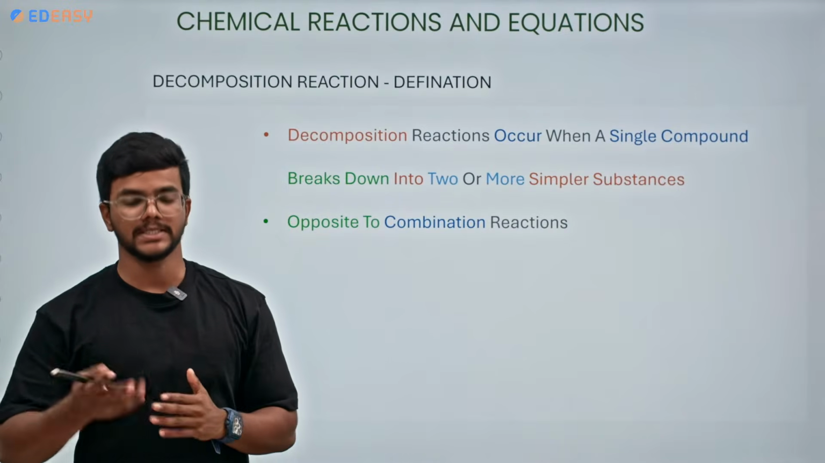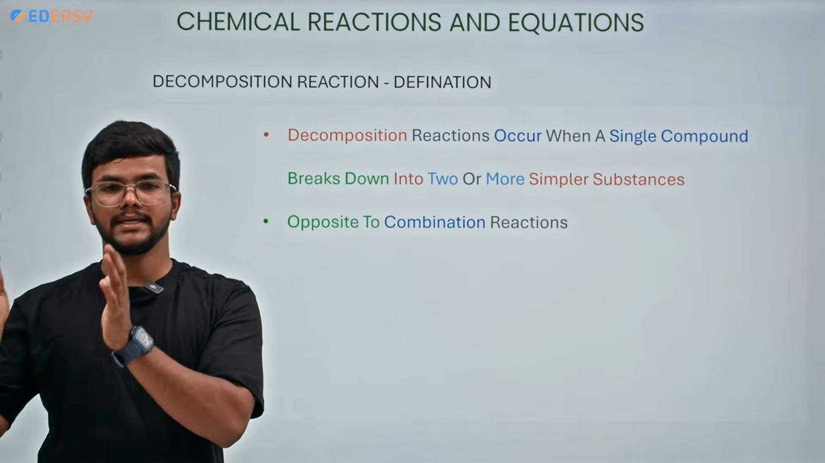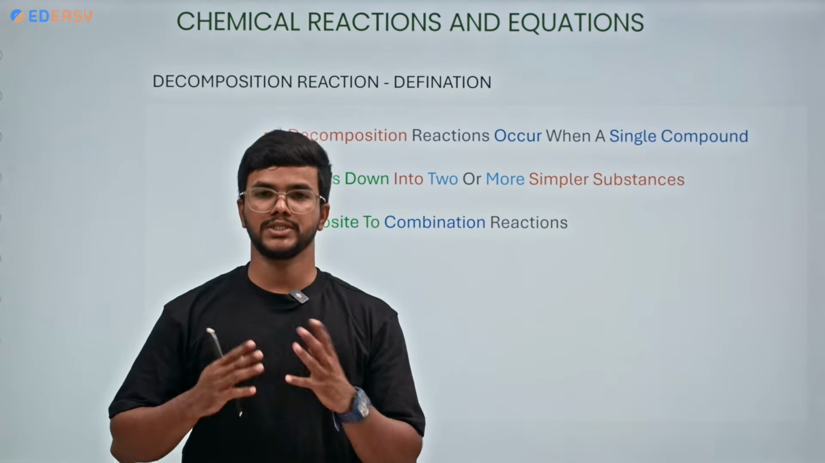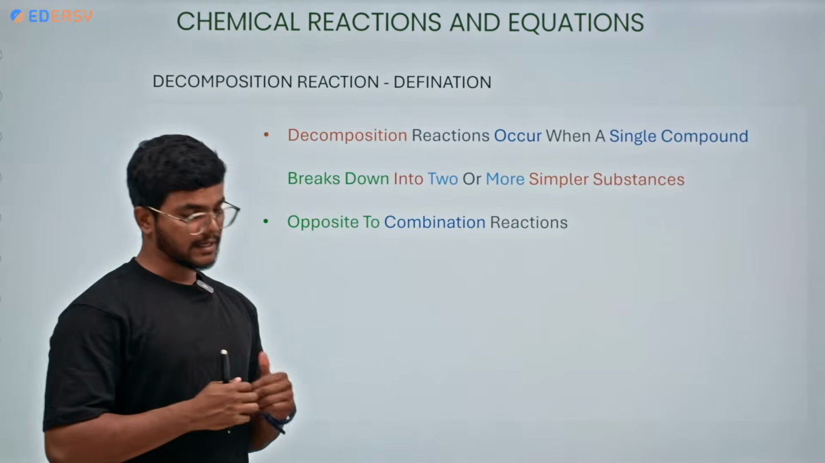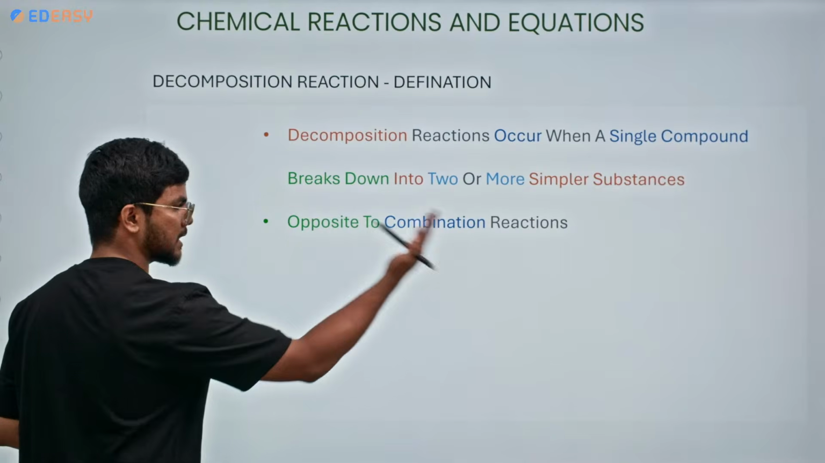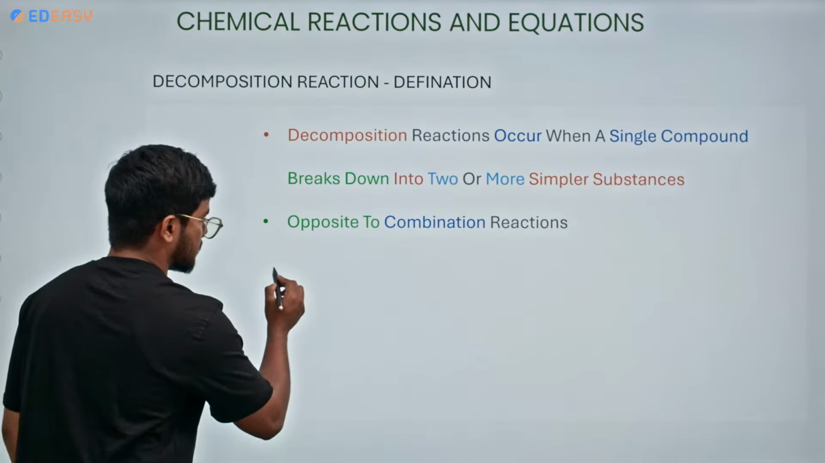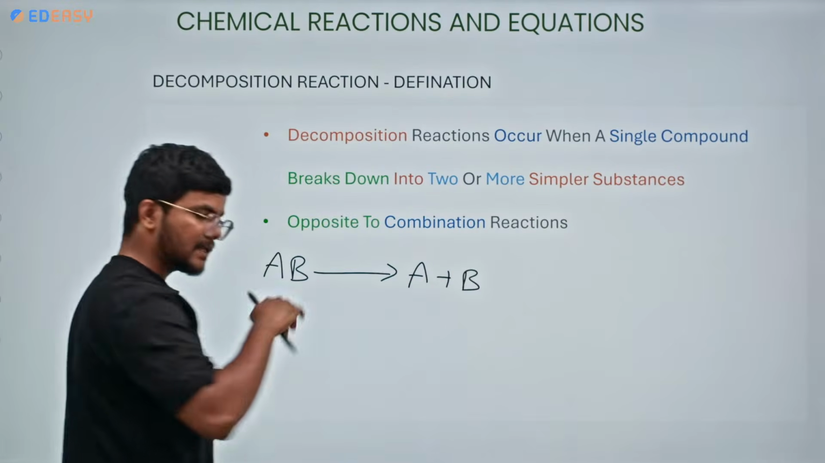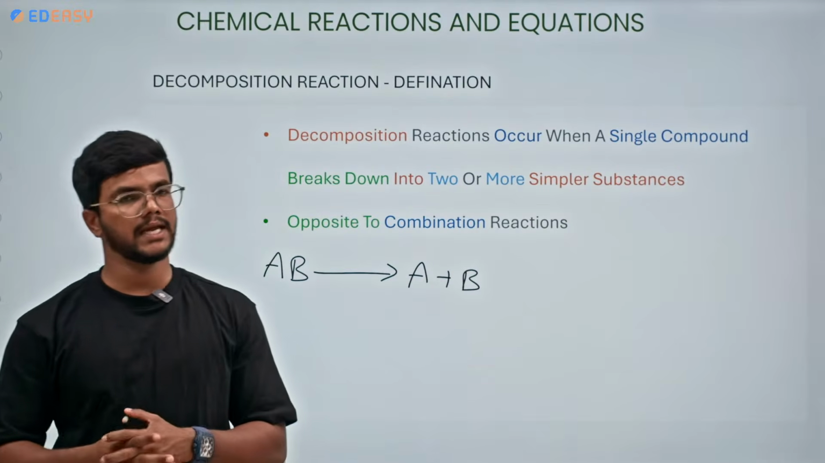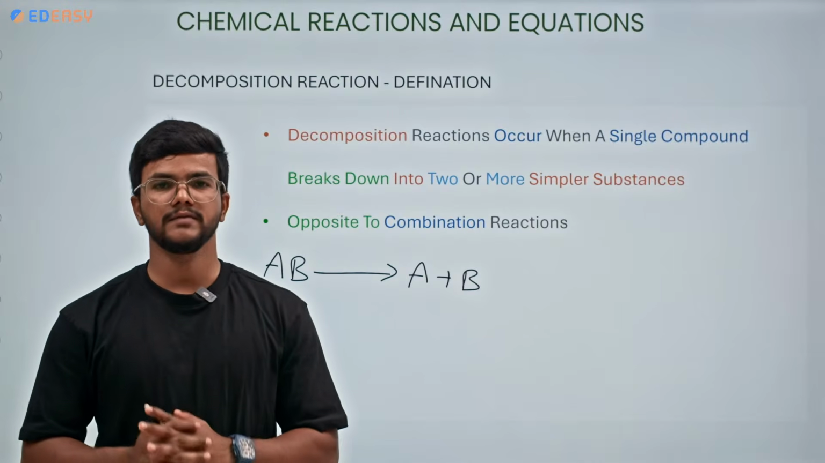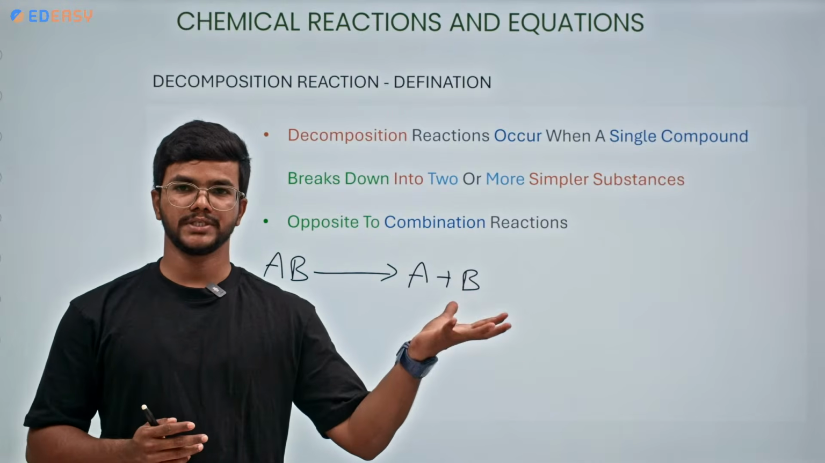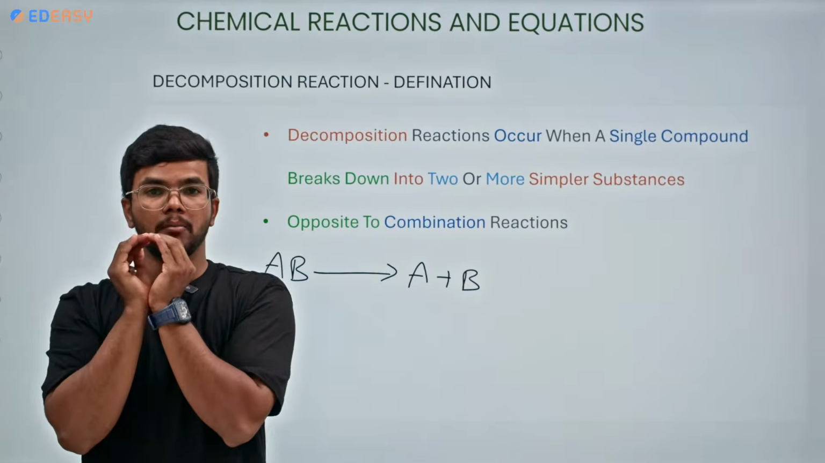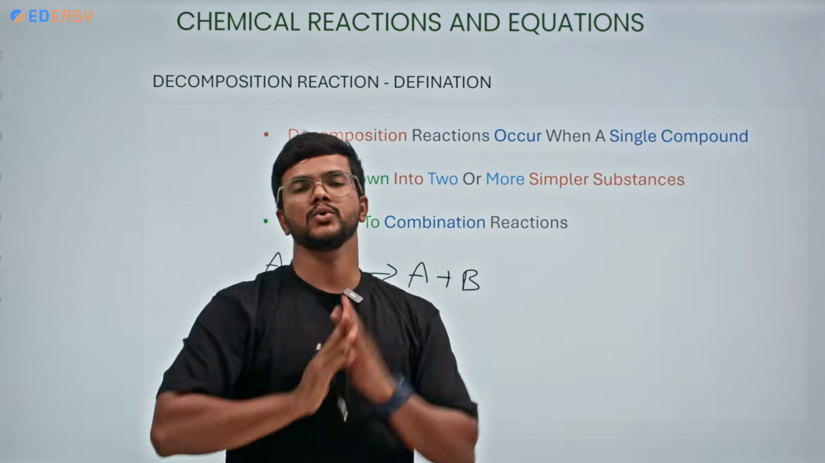Okay, let me repeat once again. A single reactant that gives two or more products is nothing but the decomposition reaction. This is the reverse, the opposite reaction, of the combination reaction. Here AB breaks down into A plus B, so this will be the reverse reaction of the combination reaction. Decomposition reaction gives simpler substances as products from the major substance, that is, a single compound reactant gives two or more products.